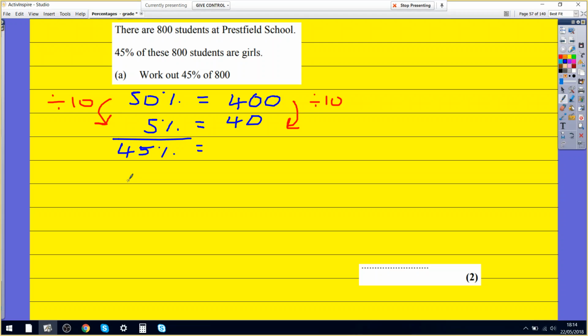Wait, what is 45%? Well, how do you go from having 50% and 5% to 45%? You multiply it by, no. So if you have 50 and 5, how do you get 45? There's an easier way than multiplying or dividing. An easier way would be to subtract your two answers. If that's 50% and that's 5%, 50% minus 5% gives you 45.